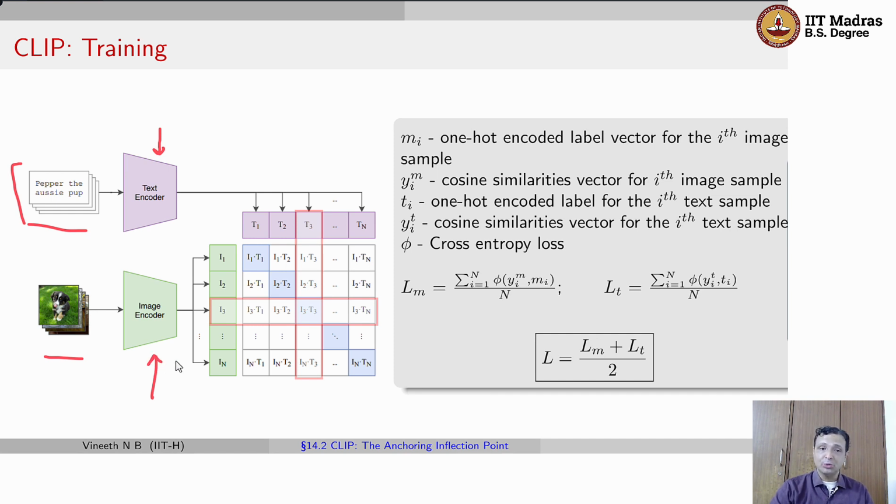Why do we say fine-tuned and not trained? Because you start with the image encoder being a ResNet or a vision transformer. Similarly, a text encoder being a text transformer.